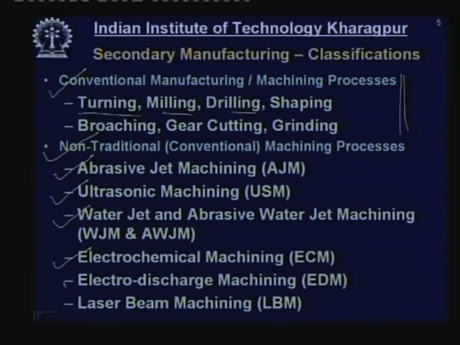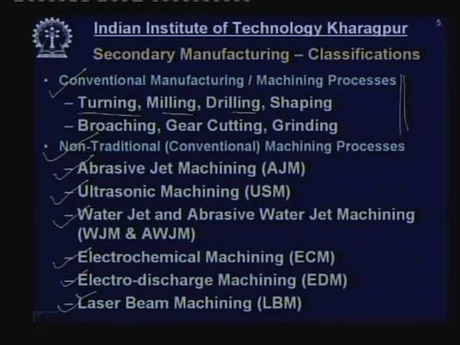Electrochemical machining, electro discharge machining, laser beam machining. So, these 6 processes are the representative processes of non-traditional machining. There are other processes as well, like plasma machining, ion beam machining, electron beam machining. We are not going to cover all of them in this particular module. These 6 representative processes would be covered in detail. Now, let us try to understand the characteristics of conventional machining processes.